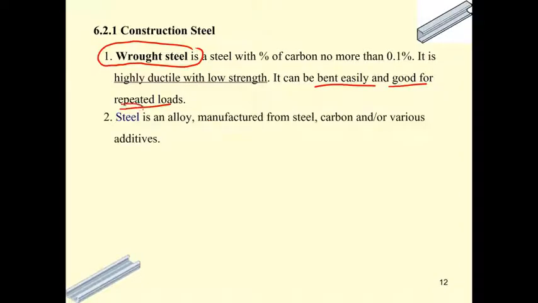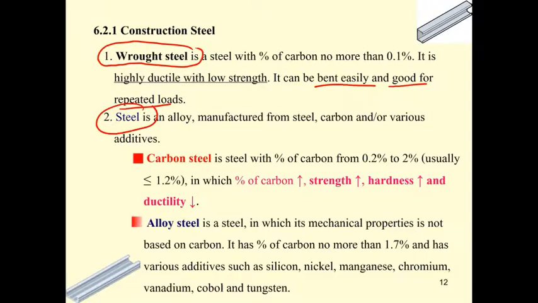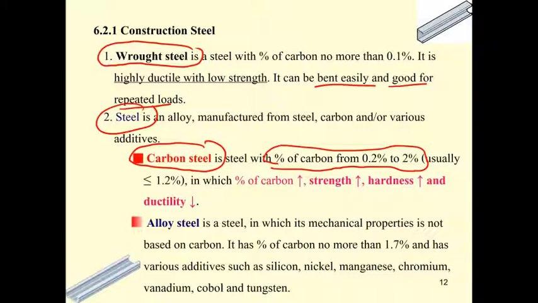Steel can be two things. It can be carbon steel, and it can be alloy steel. For carbon steel, the main property of the steel is based on the percent of carbon put into the steel. When you put more carbon into the steel, it will improve the strength, improve the hardness, and reduce the ductility. That means high carbon steel sometimes has high strength and high surface hardness and less ductility.